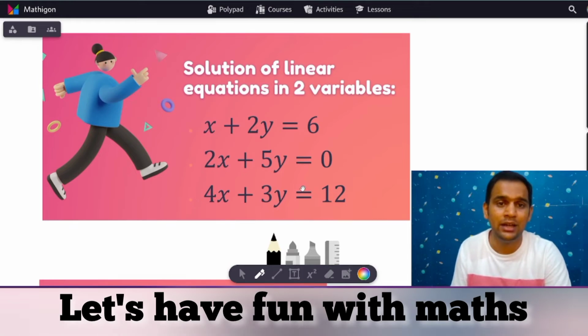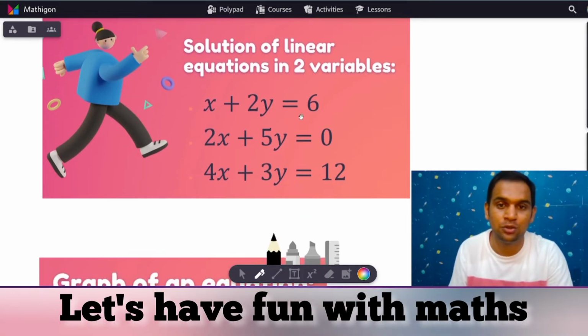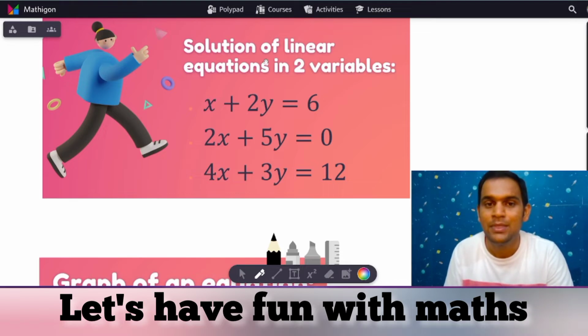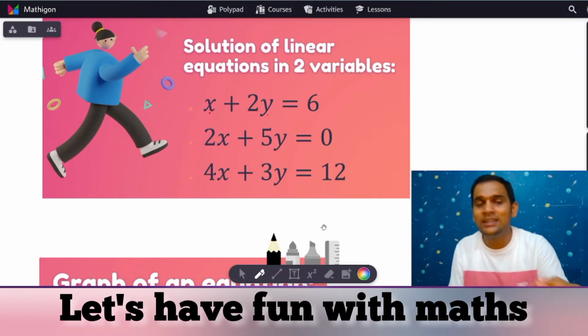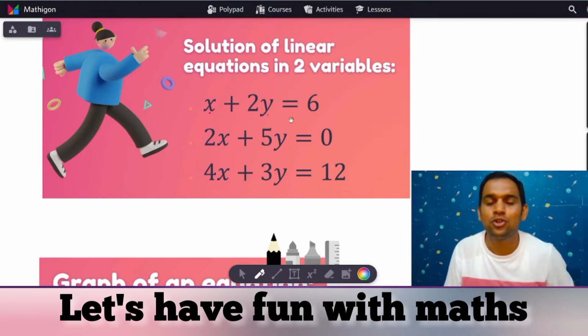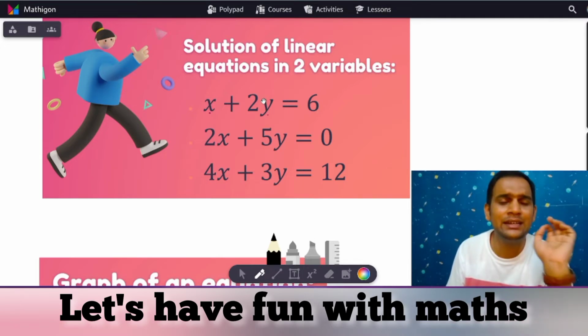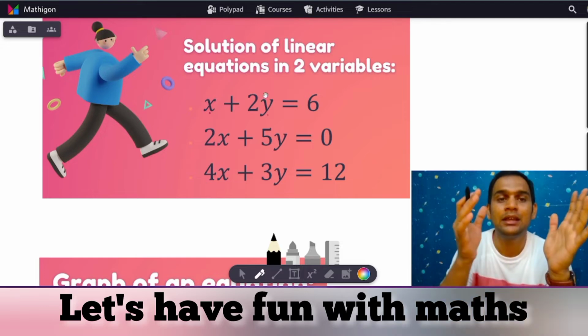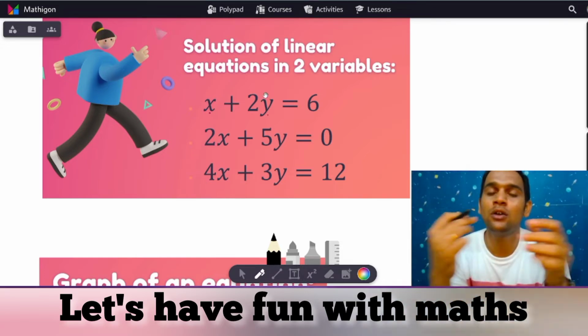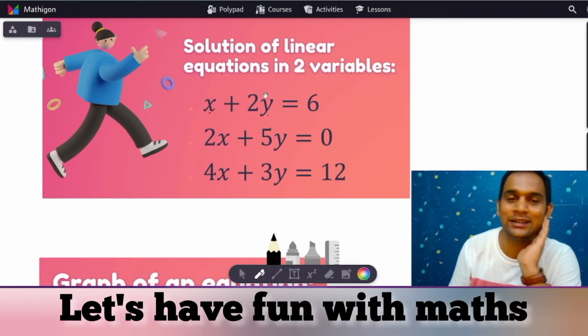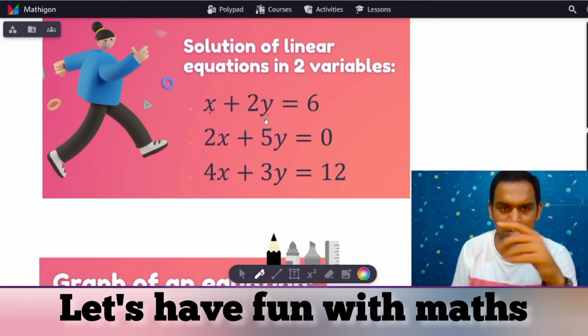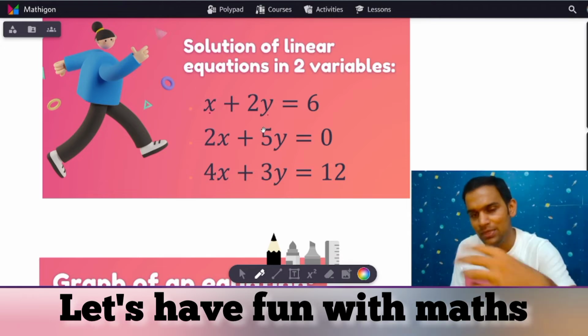Now let's try to understand the meaning of solutions of a linear equation in two variables. Solution means the values of x and y such that the LHS becomes equal to the RHS. Whenever we have a linear equation in two variables, when we plot its graph, it's always a straight line. So all the possible points on that graph are nothing but the solutions of this linear equation in two variables. We'll look into that after some time.